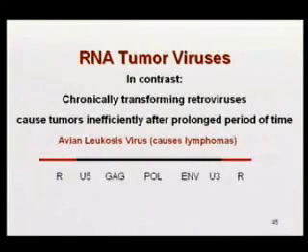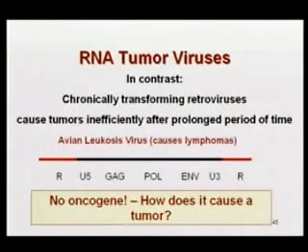And yet we've said in the case of RSV that it needs to have that extra Src gene in order to cause a tumor. And it does it very rapidly. But these guys here appear to be able to cause tumors. They don't have an oncogene. There's nothing here that differentiates this from a non-tumor causing retrovirus. So how do they cause tumors? No oncogene.